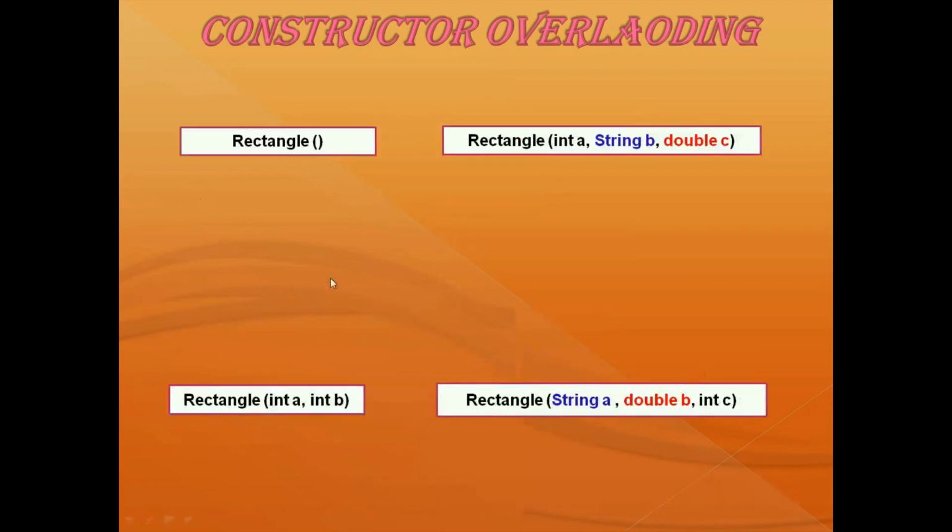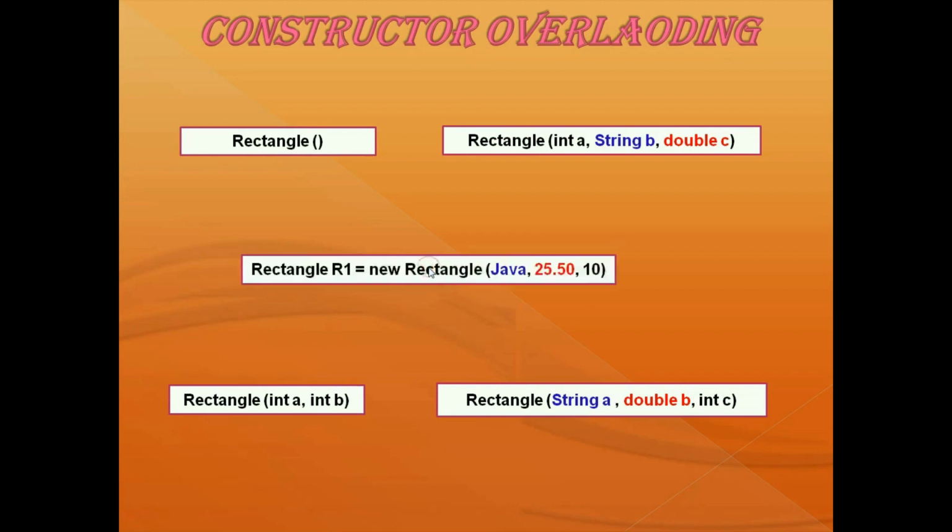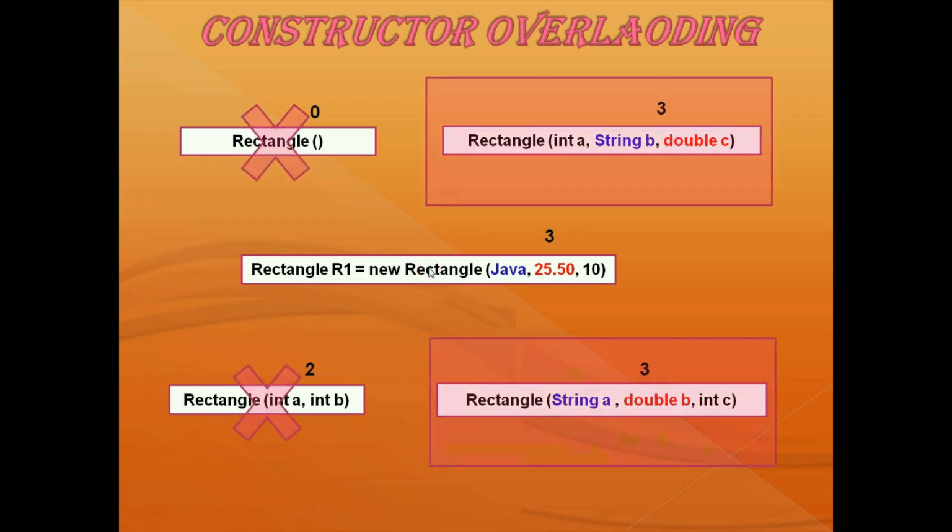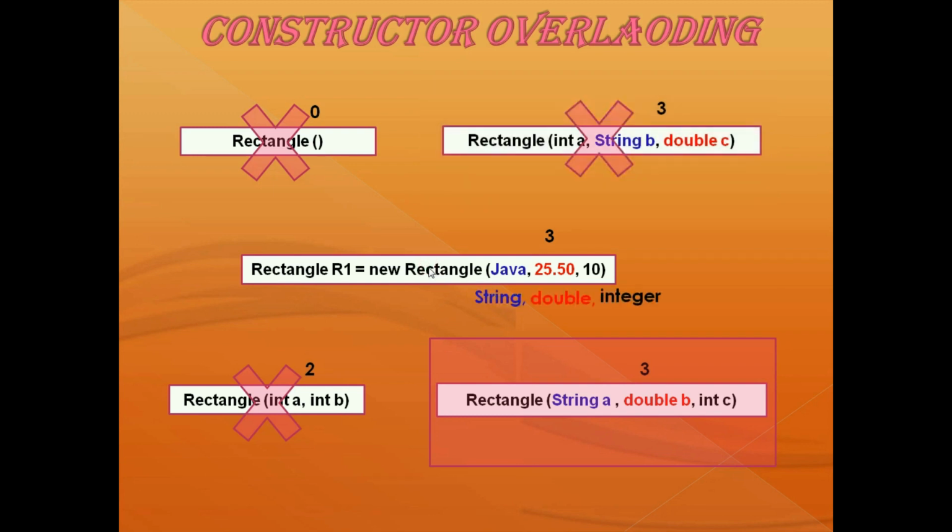For example, which constructor will be called for this statement? Java will first check how many parameters there are. In our case, the number of parameters is 3, so it will check which constructor has 3 parameters. Then it will check the sequence of parameters. In our case, first is string, then double, and then integer. So it will check which constructor has the same sequence, and the matching one will be called, which is this one.